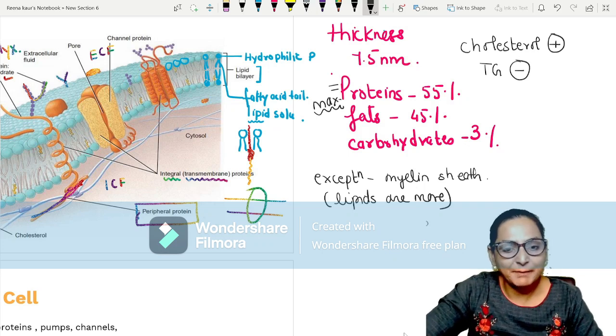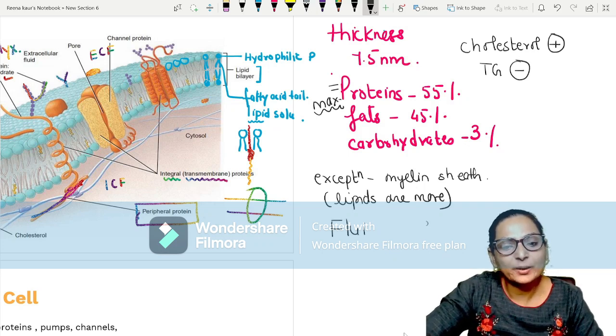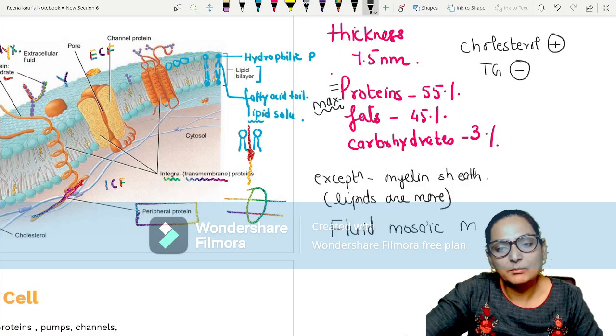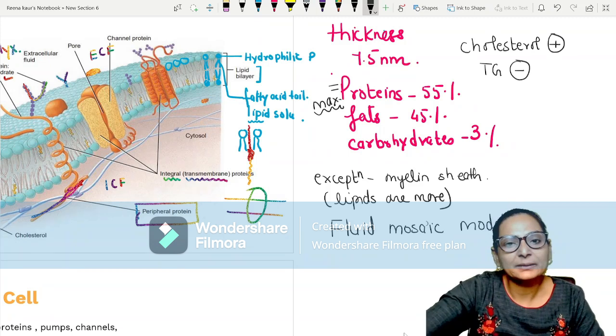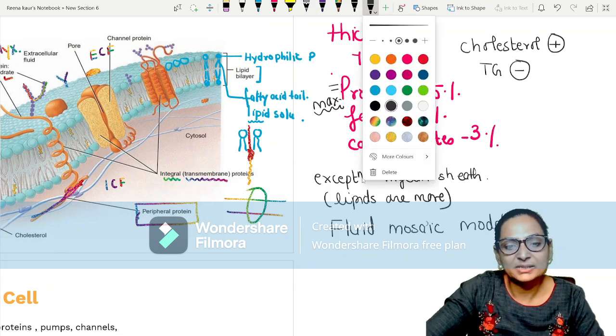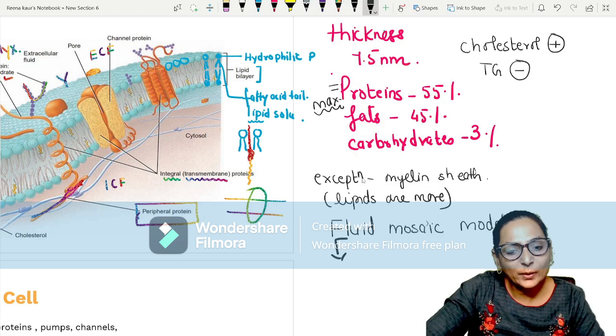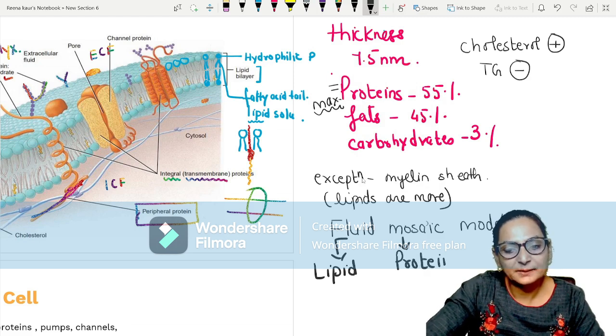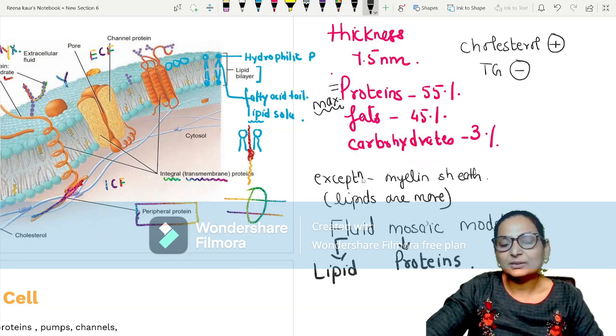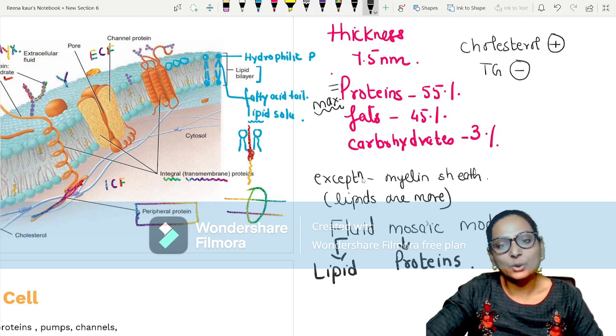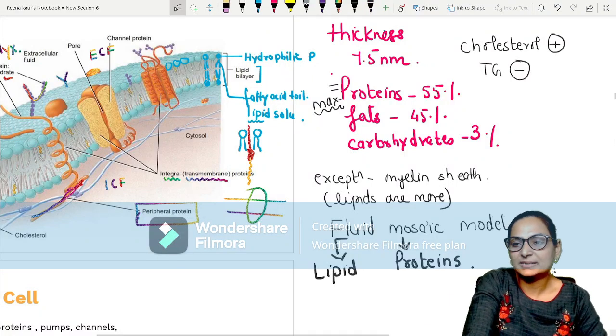So this lipid bilayer is called the fluid mosaic model, where the fluid is the lipid portion, and the mosaics are formed by the proteins. So it is in the form of a fluid. It is not a solid structure. It is a fluid kind of structure, and I'll tell you more about this fluid.